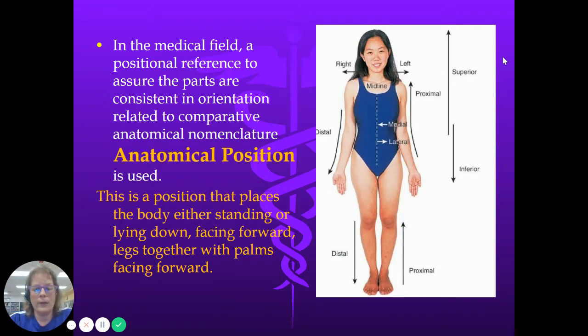This lady here is in anatomical position, and your definition says it's a position that places the body. You can either be standing or lying down. I guess if you're dead, you would be lying down. But you're facing forward, so your face is forward, and your legs and feet are together. The important thing is your palms are facing forward, because if you were making notes about certain directional terms on the body, the hands need to be in the same position at all times in all cases. So in this case, the palms are forward and the back of your hands are to the back of your body.